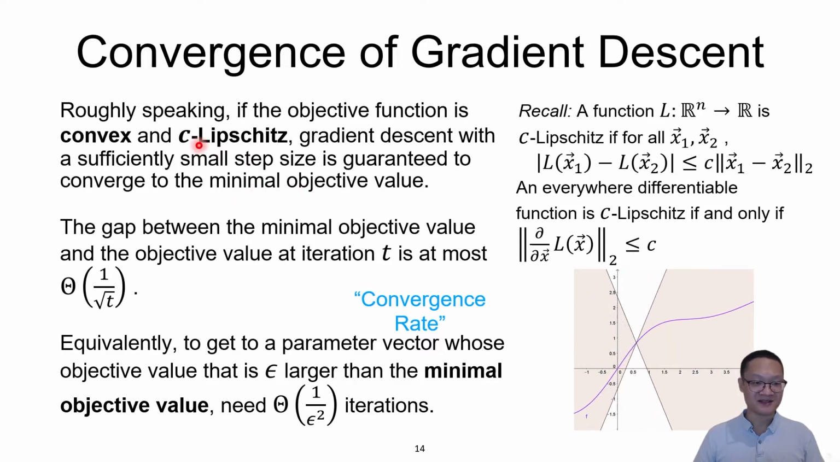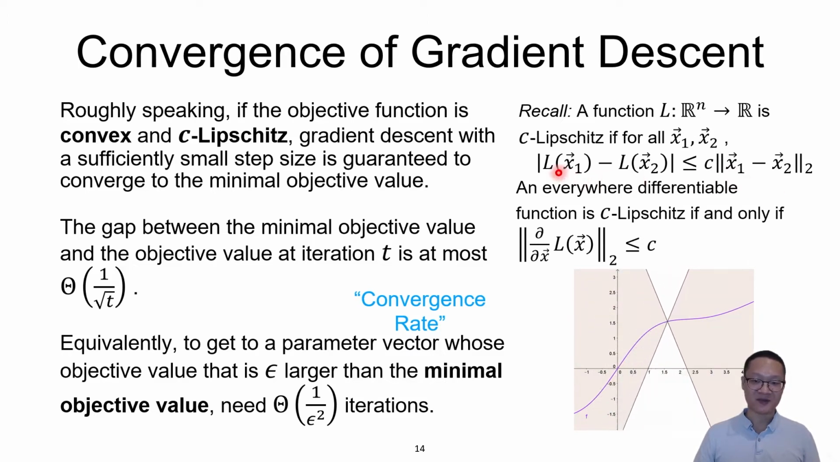Remember that C-Lipschitz means that for any two inputs to the L function, the difference between the results of evaluating these two points on L is always less than or equal to C times the distance between the two points that we did the evaluation on.